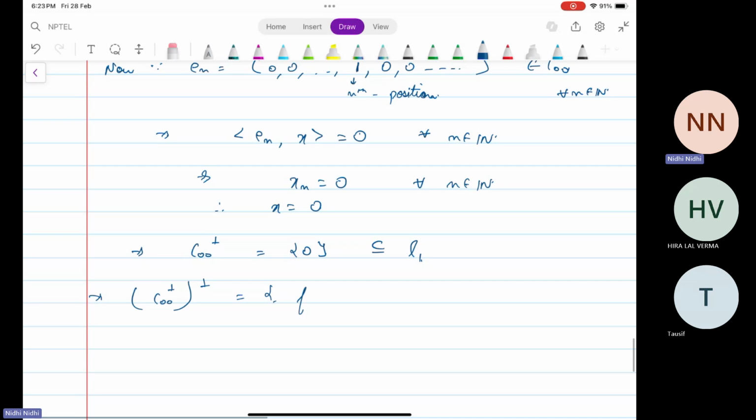Therefore, C00 perp is equal to the singleton {0}, and hence this is a subset of L1 perp, the set of all those f in L1 star such that f of 0 is 0, and this is L1 star, which is L infinity. Exactly the same way.